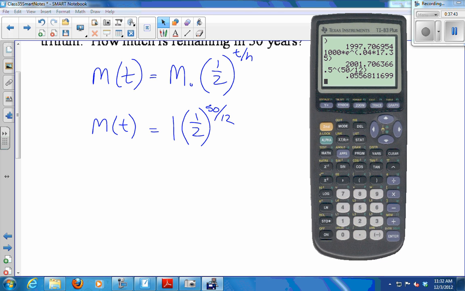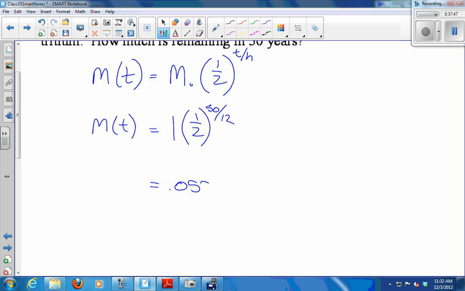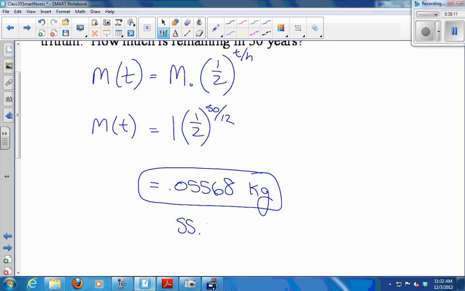So we get 0.05568 kilograms, which would be 55.68 grams, right? 1,000 grams in a kilogram.